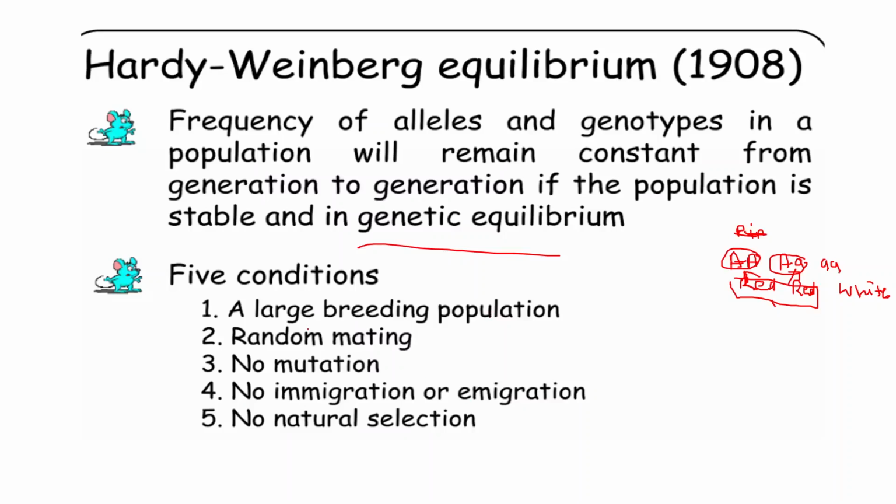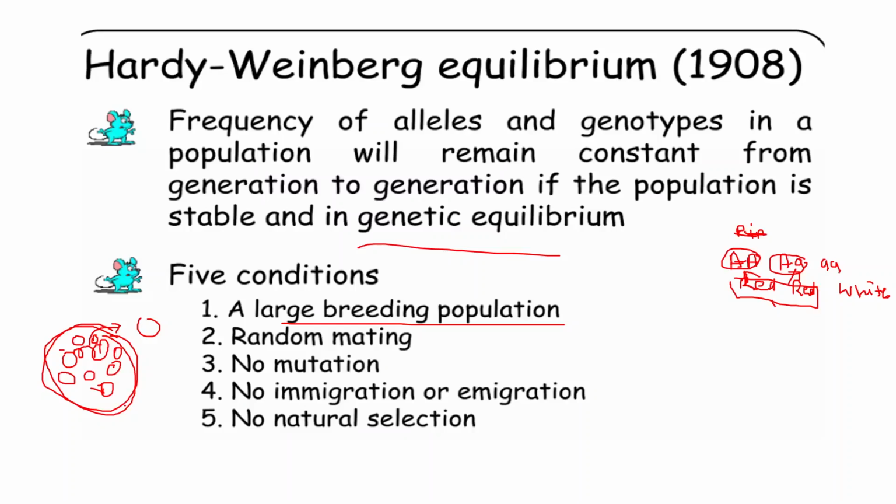The first one is that the population should have a large breeding population. It means the population size should be very, very large, effectively infinite. Why should it be very large? Because if by chance some individual migrates from here to another place, it won't affect the whole genetic information of that particular population. This is called genetic drift.